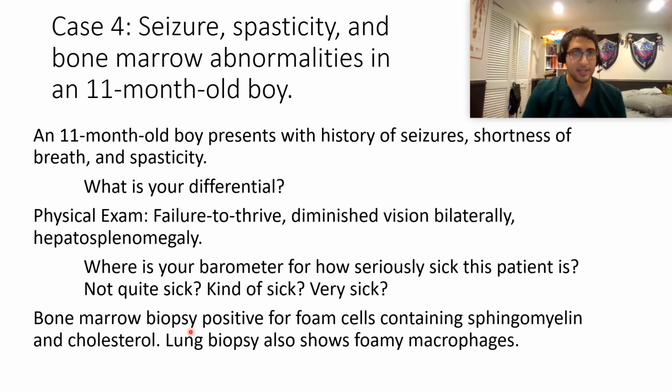All right, so now this kid gets a bone marrow biopsy positive for foam cells containing sphingomyelin and cholesterol, so excess lipid products. The lung biopsy also shows foamy macrophages, and now you have your answer. All right, you see you've got your sphingomyelin. You can assume the nervous system's involved. Seizures. Lung biopsy shows foamy macrophages, shortness of breath, and spasticity. Also, sphingomyelin.